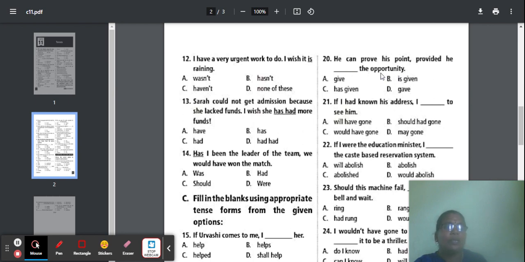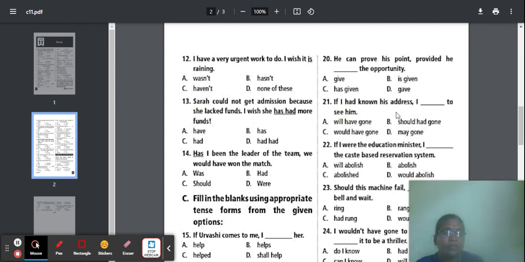Answer will be option B. Next, if I had known his address, I dash to see him. If I had known, what is that? Had known. Yes, past perfect. So the answer should change here also. So I would have gone.